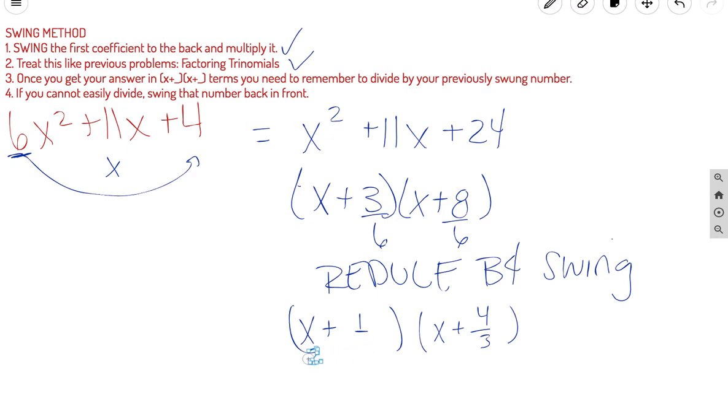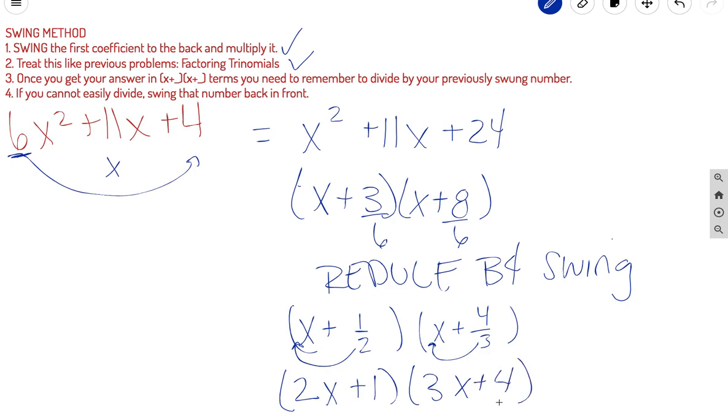We're going to swing both denominators. We're going to swing this 2 out in front of this one, and we're going to take this denominator and swing it out in front of this one. So we get parentheses 2x plus 1, and 3x plus 4. Sometimes you only have to swing one number. Sometimes you have to swing both numbers. It's okay. We think that this is our final answer, but let's check.